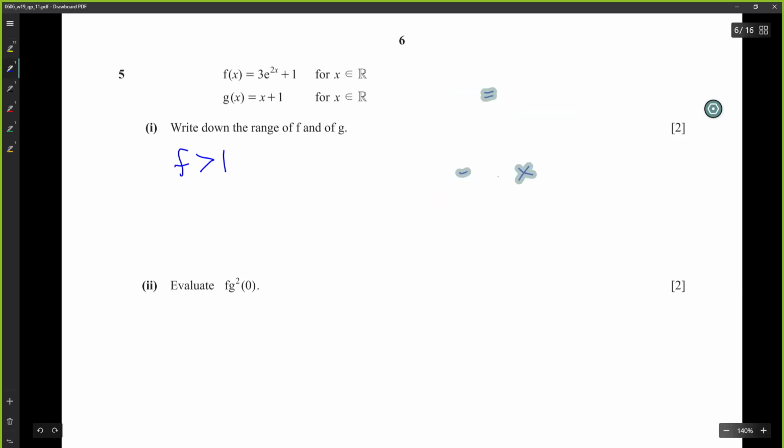You can try, okay, what if I prefer half? Half is less than 1, is it possible? You put the half in here, you minus 1, you still get a negative value. If you get a negative value, you cannot take ln of a negative value, right? So yeah, f(x) is bigger than 1.